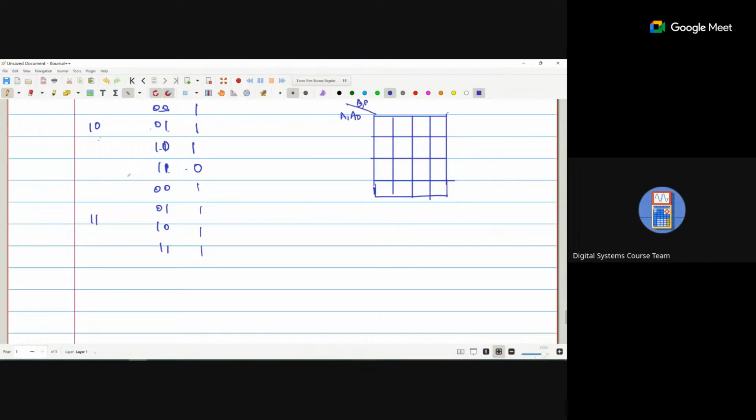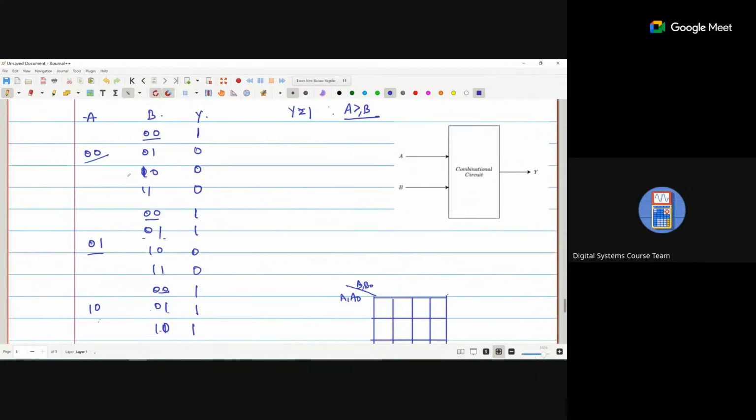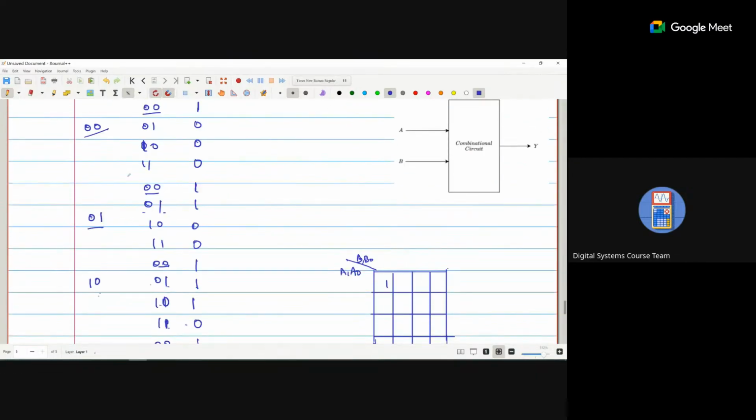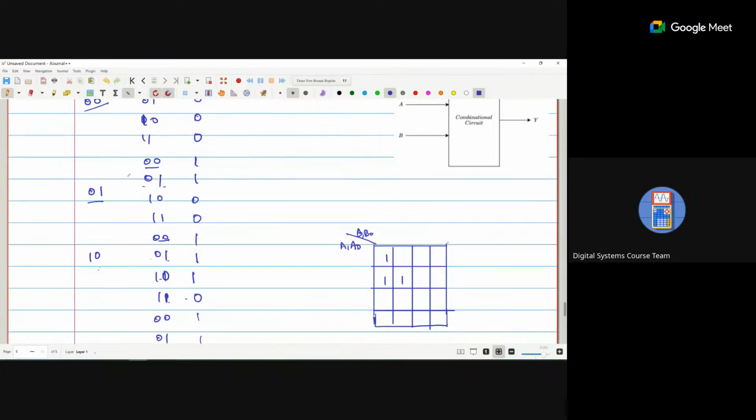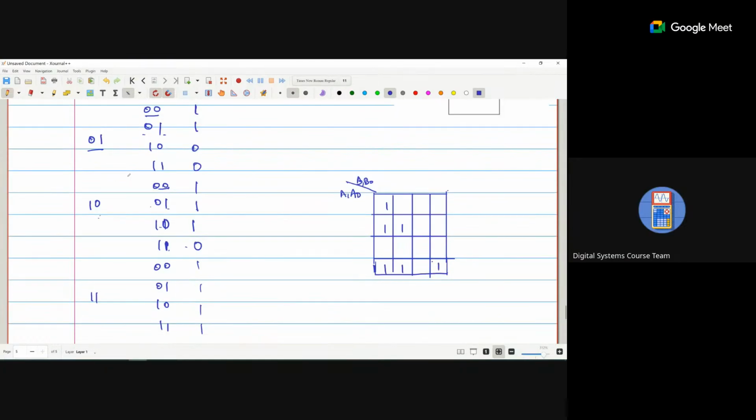A1, A0, B1, B0. So the terms are 0, 4, 5, 8, 9, 10, 12, 13, 14, 15. So total 5 terms are available. One group is this one. Another group, second, these two and these two.